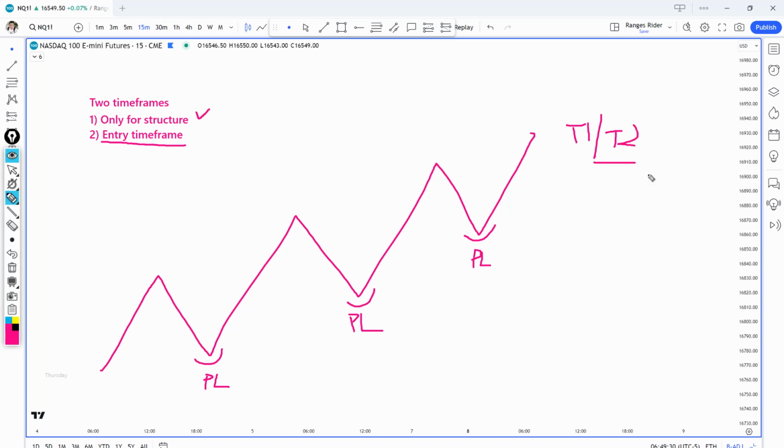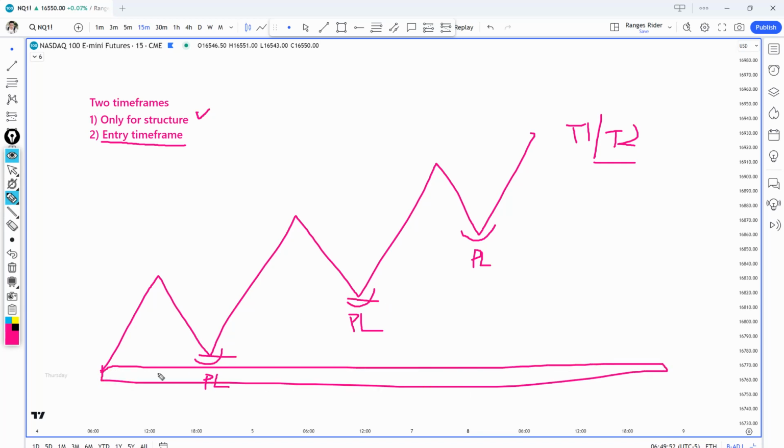You will not find the T1 or T2 on your structure time frame. This is where you have the problem. When you start to see the T1 or T2 on your structure time frame, then you are always confused, because you don't know that this protected low, you think, oh, this is maybe the liquidity, or maybe this is the liquidity, or maybe this is the liquidity, and you are waiting here for the price to come all the way down and then go up.